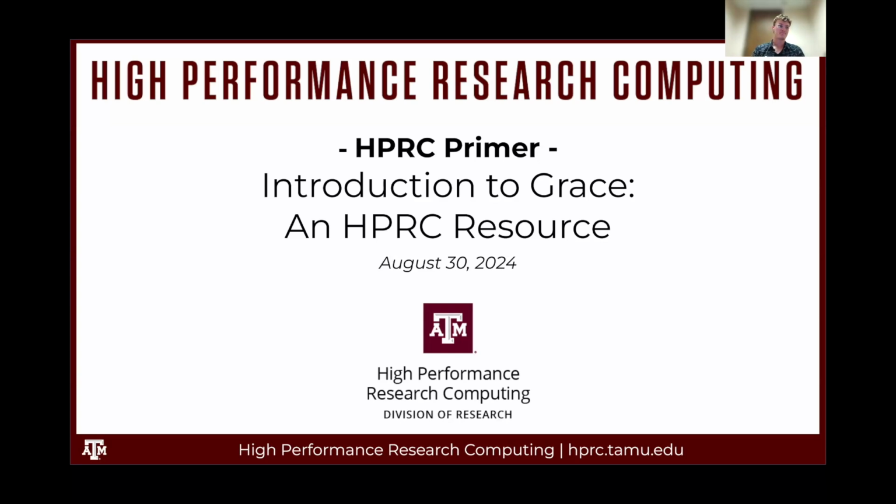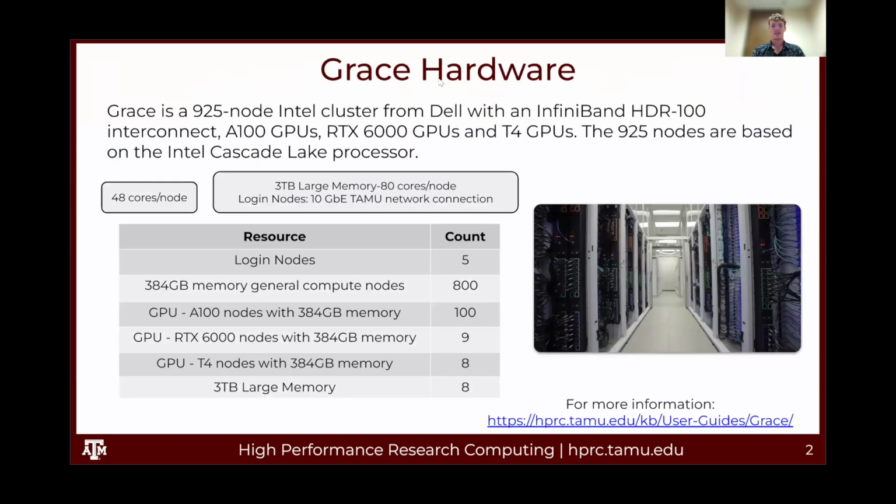So I'll start off with just talking about Grace. Grace is our flagship cluster. So it's 925 nodes. We have InfiniBand HDR 100. Our GPUs include the A100, RTX 6000, and T4. You can see right here on this table how all the different nodes are distributed. There's 48 cores per node. And then we allocate 384 gigabytes of memory per compute node.